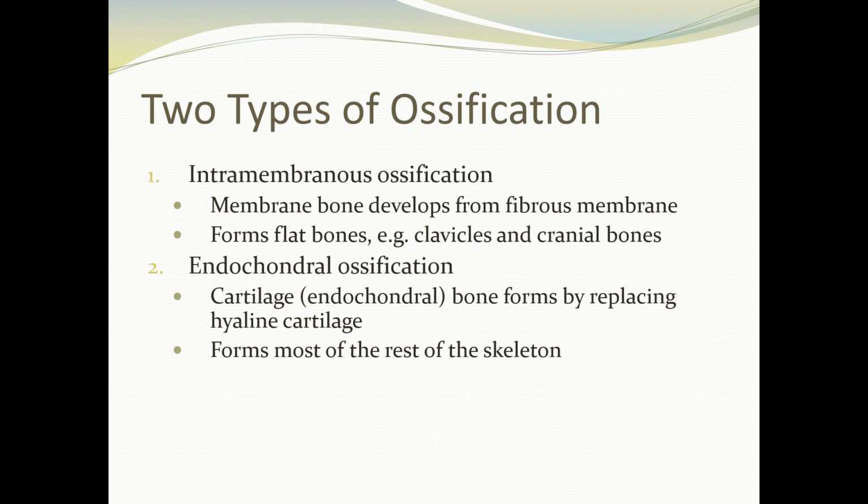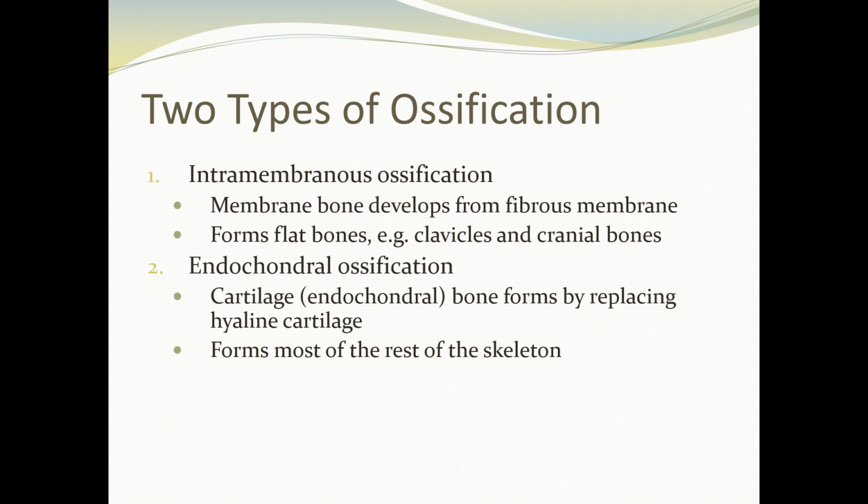There are two main types of ossification. Ossification is the actual formation of the hydroxyapatite crystals once they are laid down in that certain ratio. The first kind is called intramembranous ossification, and membrane bone will develop from a fibrous membrane, and we'll find these in the flat bones, such as the clavicles, which are your collarbones, your cranial bones, your sternum, etc.